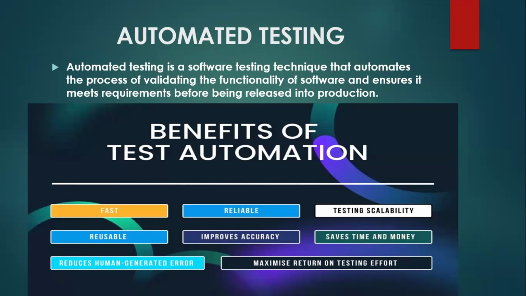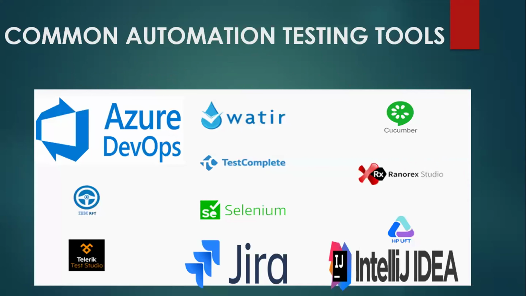Automation testing. I was also taught about automation testing. And automation testing is the use of automated tools and scripts to perform tests on a software application with the goal of reducing testing effort. These are the common automation tools we use in automation testing. And I was exposed to Azure DevOps, Jira, IntelliJ, Cucumber, and Selenium.